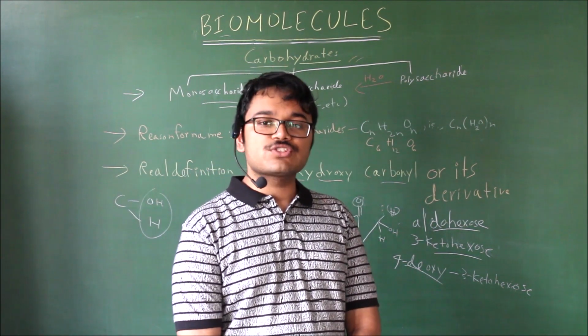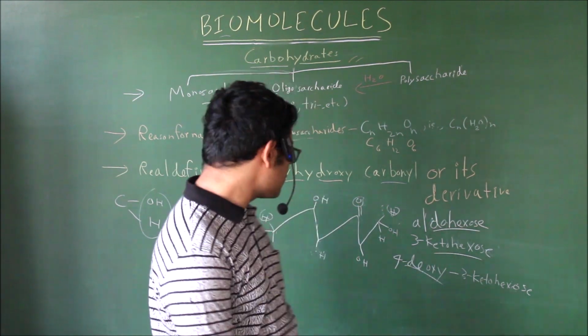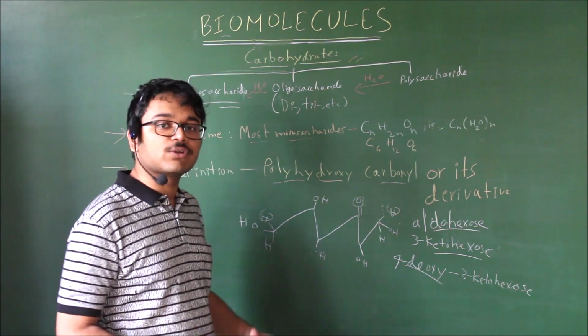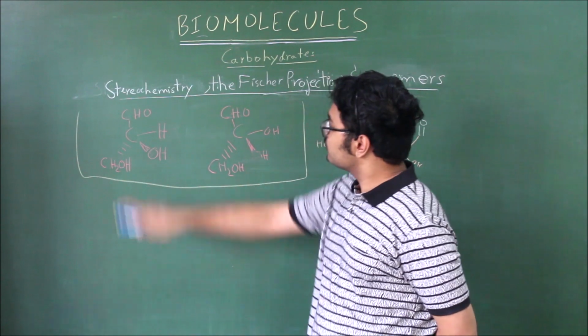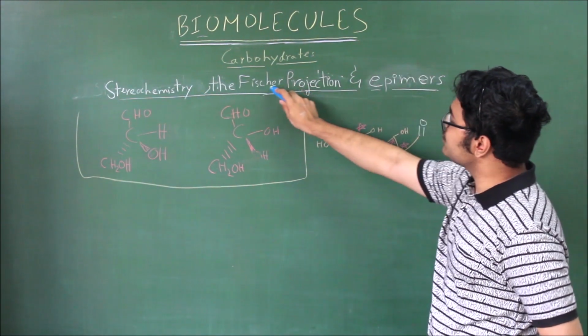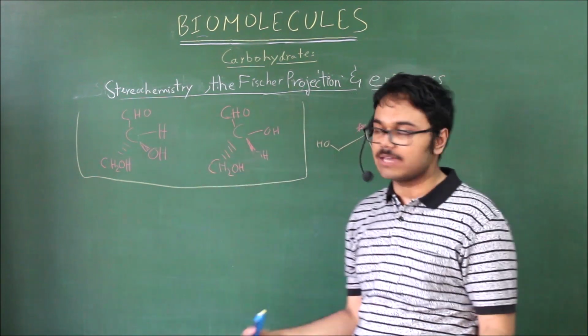And now let's move on to studying the stereochemistry of these monosaccharides, because I'm sure any of you can spot a lot of chiral carbons over here. So let's move on to studying the stereochemistry. Right, so now we're going to be talking about stereochemistry in monosaccharides. The topic is stereochemistry, the Fischer projection and epimers. And really, these two concepts, the Fischer projection and epimers, can be subsumed under the larger topic of stereochemistry.